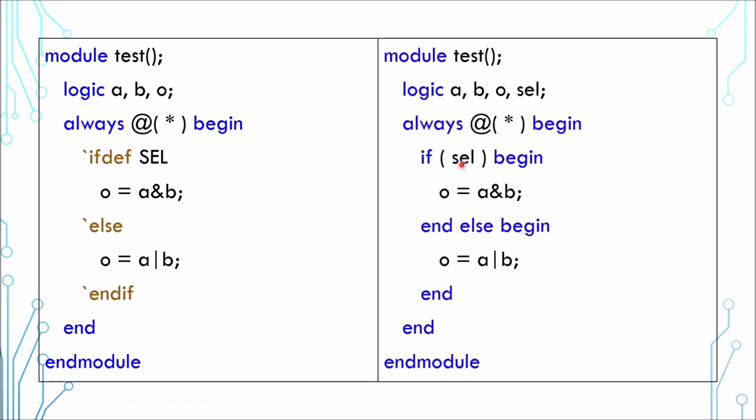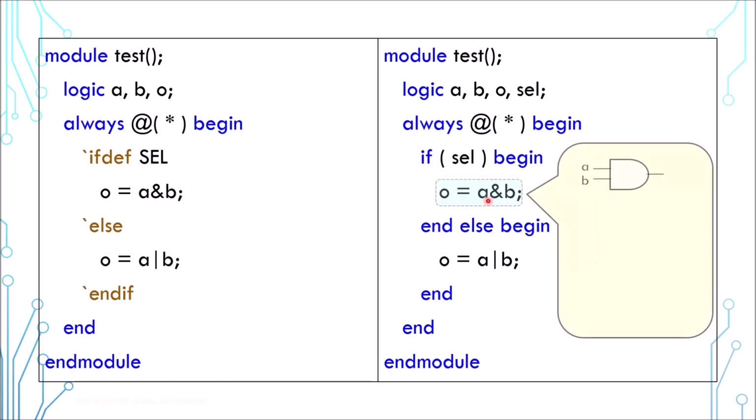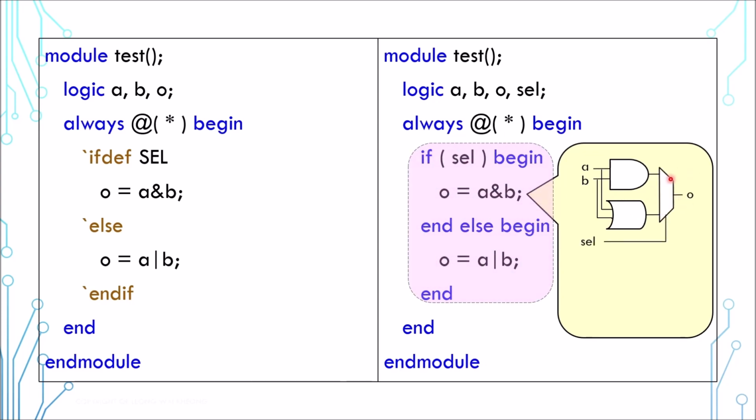Here is an example using if statement. This statement represents one AND gate, and this statement is one OR gate, and this whole block is a multiplexer, and this is the resulting system.